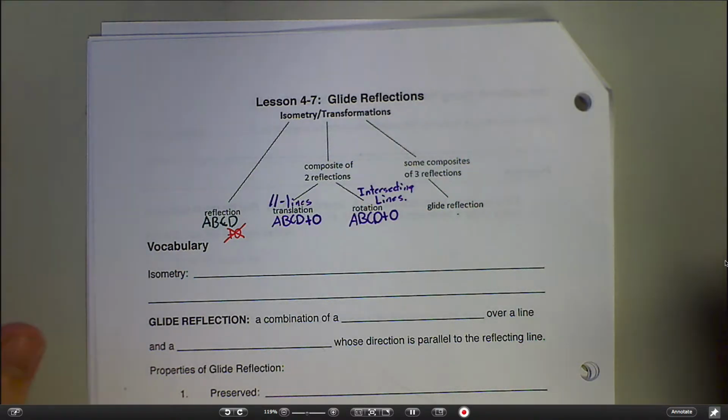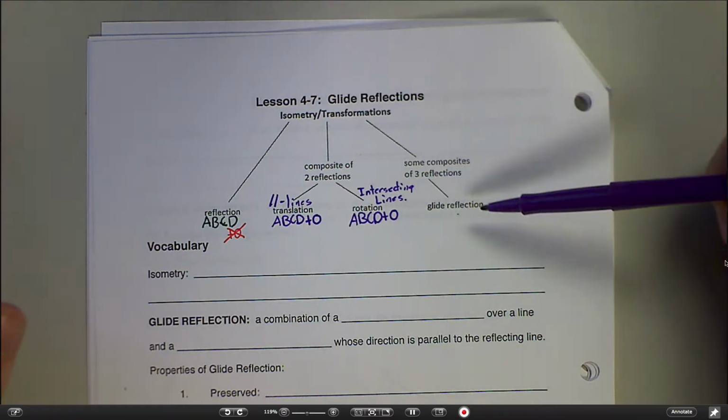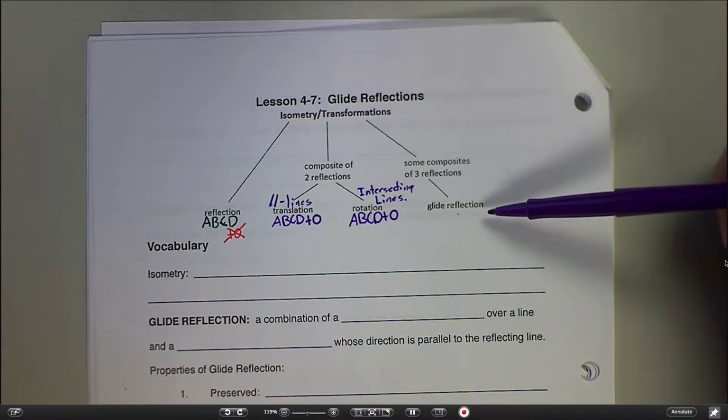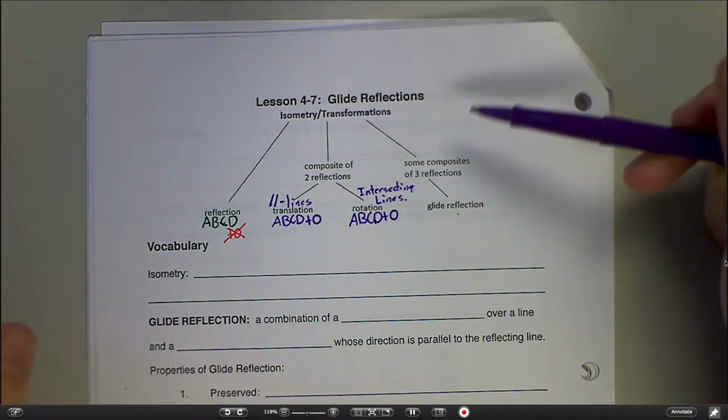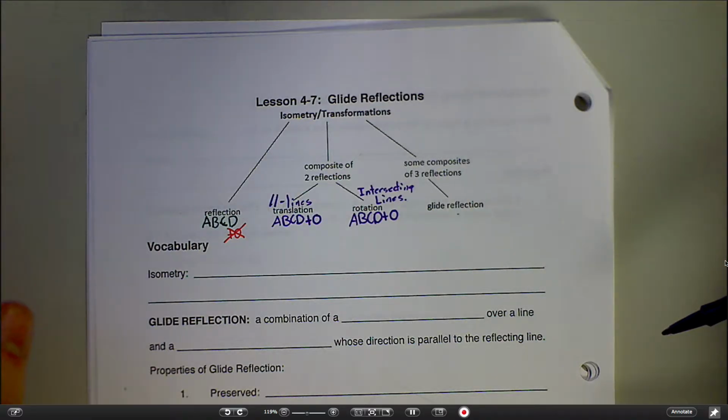Okay. Then finally, we're going to get here to our composition of three reflections. This is where a glide reflection comes in. So a glide reflection is actually going to use three reflections. We'll come back and fill in that part of the table once we learn what a glide reflection really is.